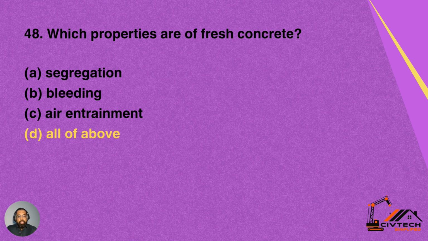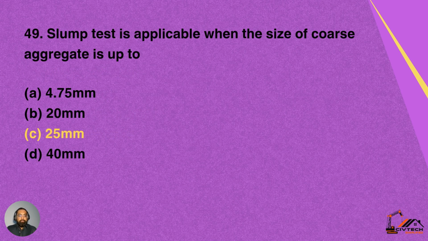48. Which properties are of fresh concrete? Option A, segregation; B, bleeding; C, air entrainment; D, all of the above. So all these are the properties of the fresh concrete. So option D is the correct answer for this question, which is all of the above.